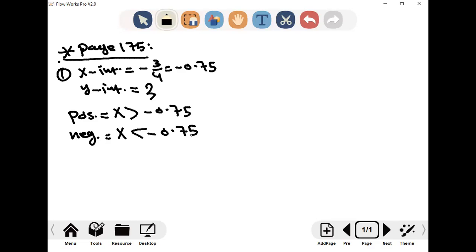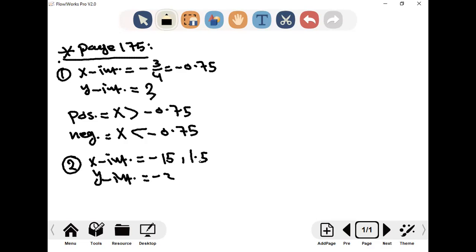This is question 1. Question 2, same, x-intercept negative 1.5, y-intercept negative 2. Here we have two intercepts, negative 1.5 and 1.5, right? Y-intercept negative 2, positive.